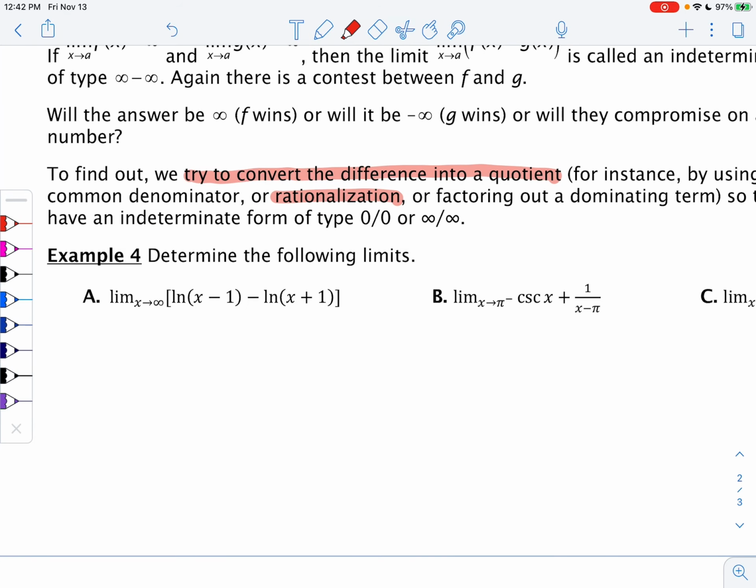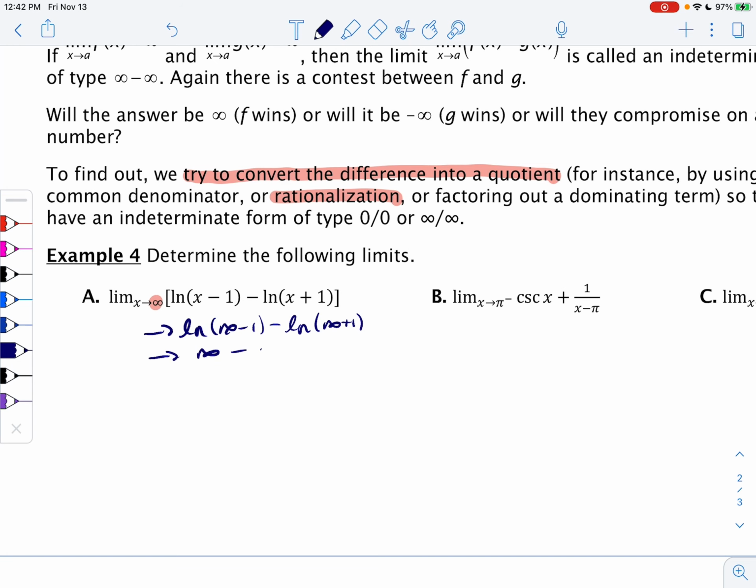Our first approach is to substitute the value that x is approaching into our expression, and we see that this is going to ln of infinity minus 1, take away ln of infinity plus 1. Infinity plus 1 and infinity minus 1 are still infinity, and we know from the graph of the natural log of x that as x approaches infinity, so does ln of x. So this is going towards infinity minus infinity, which is an indeterminate form.